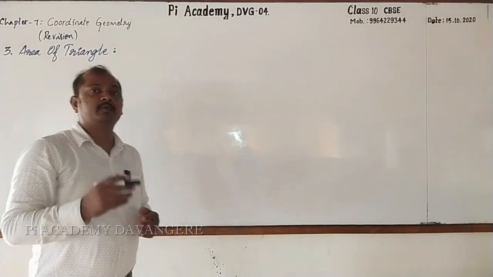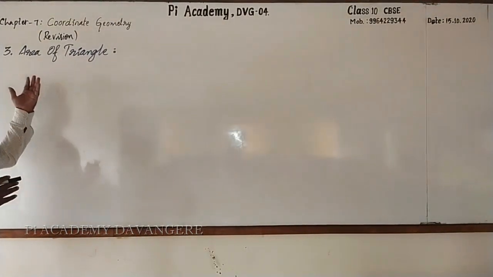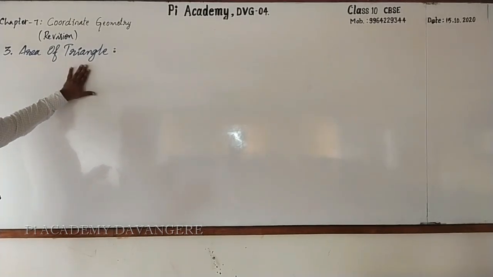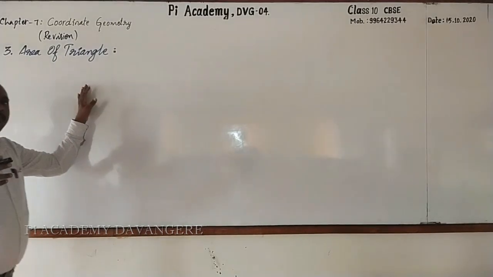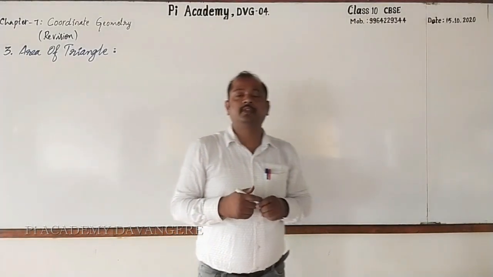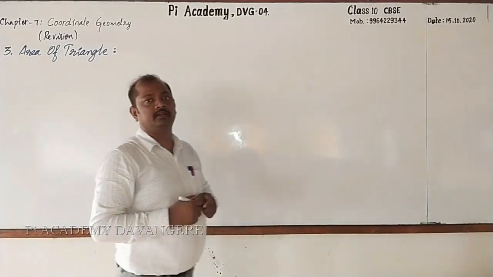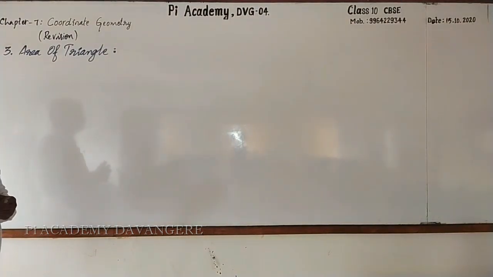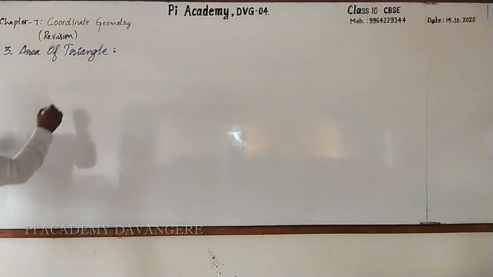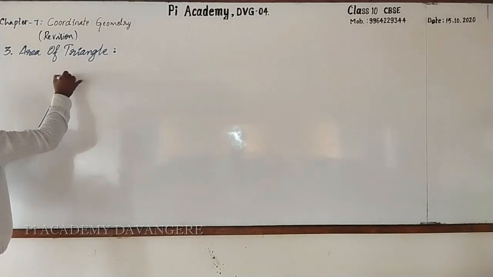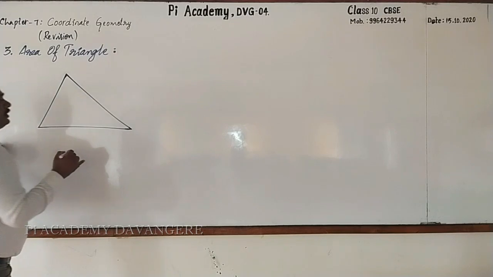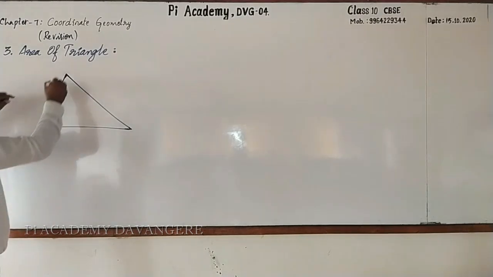Dear students, now we are moving to another concept. This is the last concept of this chapter, that is area of triangle. You all may be thinking that you are very familiar with the formula half into base into height, right? Then other than that, even Heron's formula is also there. But we have another formula to find out area of triangle when the coordinates of its vertices are given.